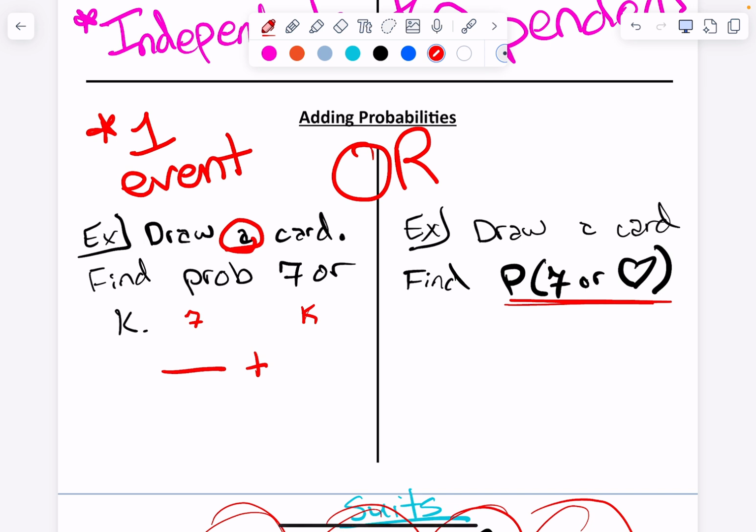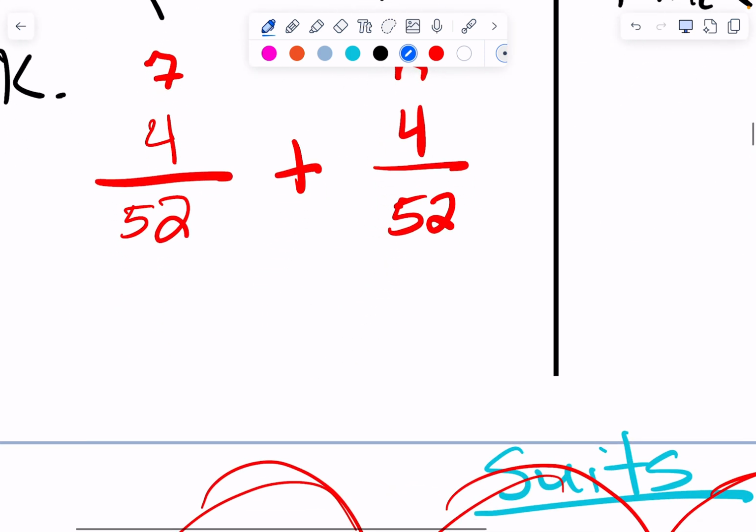4 out of 52. What's the chances of getting a king? 4 out of 52. Now, here is when I would not reduce. I would not reduce until the very end, because you might end up reducing and then end up getting non-common denominators. To add, you have to have a common denominator, which I do right now. So let's go ahead and add these together.